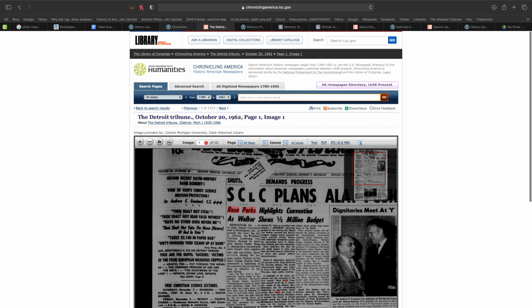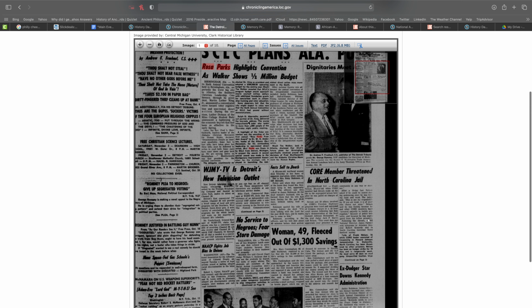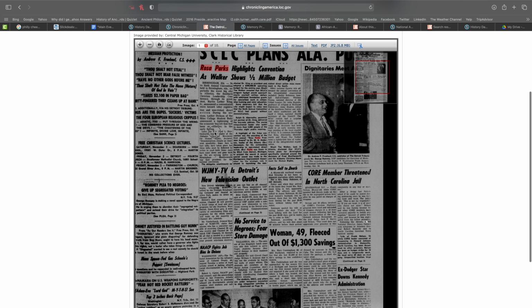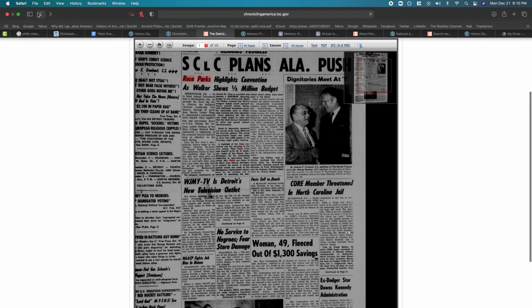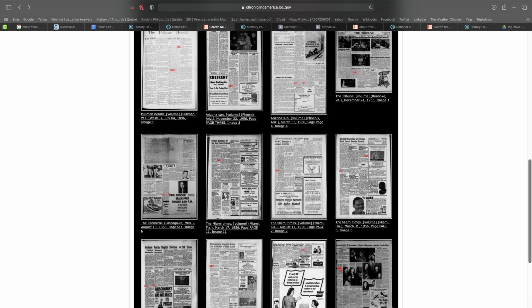Here's another one. And then here's the talking about Rosa Parks again, where she was talking about one of the conventions that she and Dr. Martin Luther King wrote about. Okay, so these are just some examples, right? But these are some good papers that you can use that mention what you might be talking about.